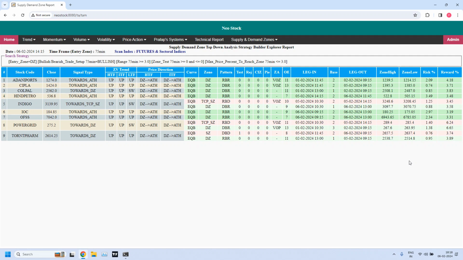Anyway, you have a minimum 3% reward, but if you minimize the risk, you will probably get more reward. If you are a fresher, make sure at least 1:5 reward is there. If you already have some experience, you can plan for 1:3 reward. Or if you are highly experienced, you can look for 1:2.5 reward also. So this is about the bullish trade setup for 75 minutes.